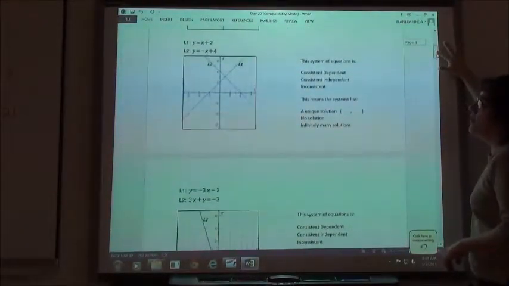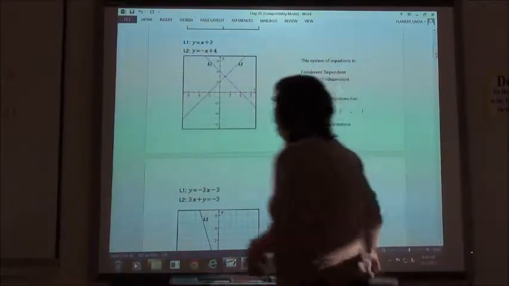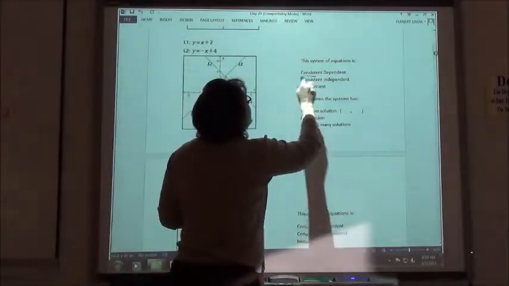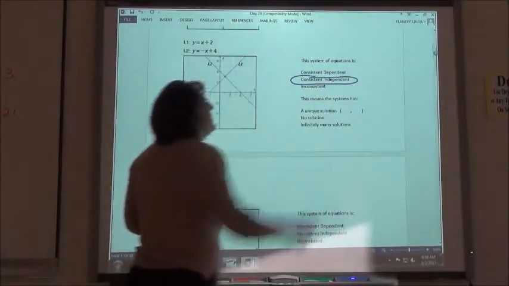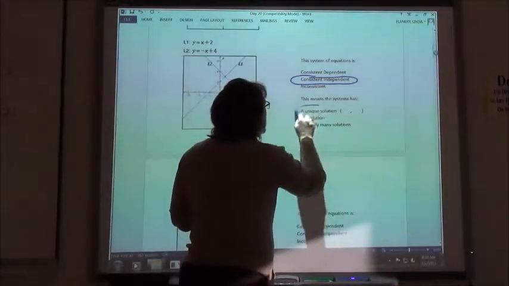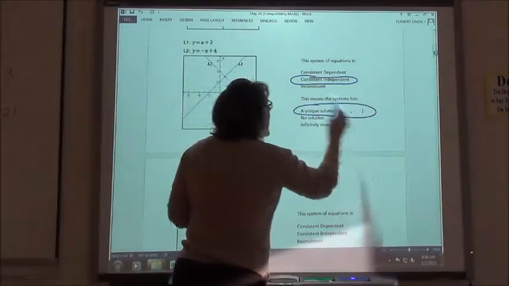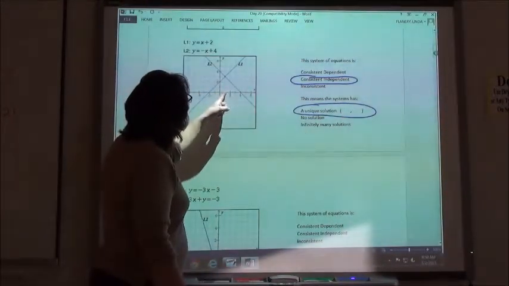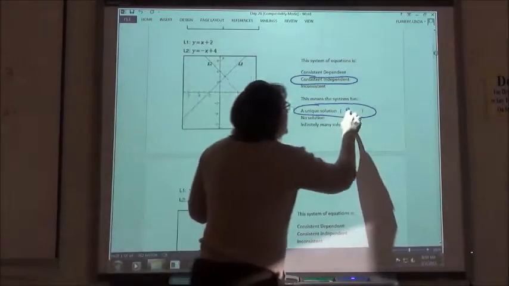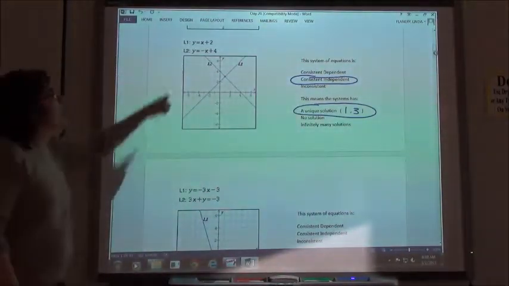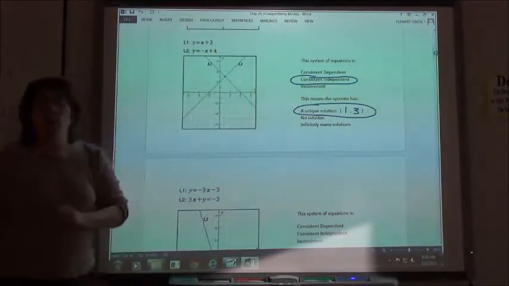The second one there's one where they intersect in a point. If they intersect in one point, they are consistent independent. Independent, one point. The point that they cross at is the solution. So you're going to have a unique solution, and then they're going to have you put the ordered pair in there. This crosses at 1, 3. And so 1, 3 is a point that would work in both of my equations if I substituted it in line 1 and line 2.